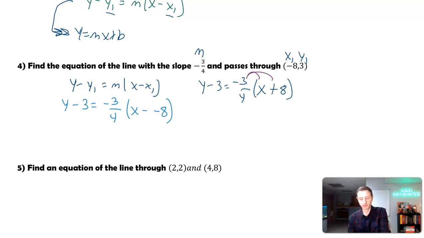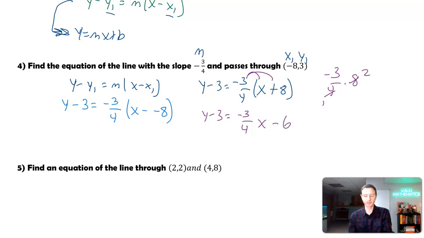And then we would distribute the -3/4. So y minus 3 equals -3/4 times x is -3/4 x. And then we have -3/4 times 8. Be careful here. 4 goes into 4 once, 4 goes into 8 twice. -3 times 2 is -6.